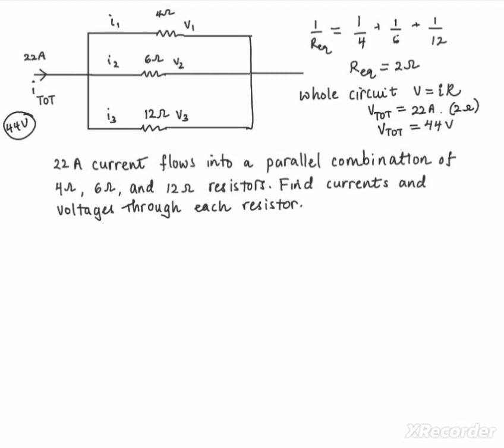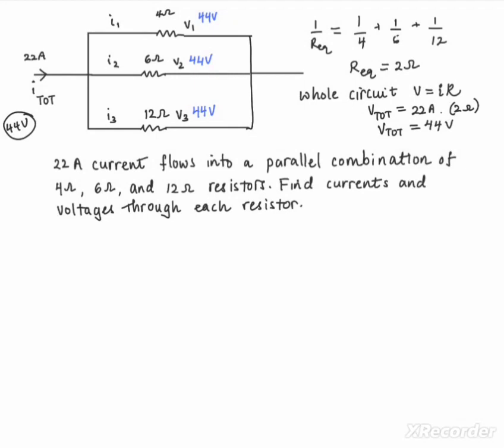Now if you remember, R1, R2, and R3 are in parallel. If they're in parallel and the total is 44 volts, in a parallel combination, the voltages are the same. So V1 is 44, V2 is 44, and V3 is 44. That is one of the characteristics of a parallel combination with resistors.